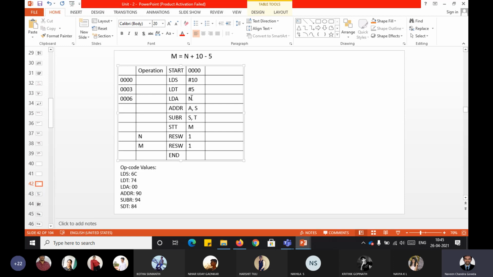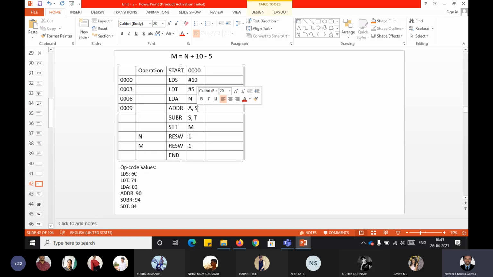Again, the next instruction is LDA N, which is a format 3 because it is not preceded with the plus, and it is not acting only on the register, so it is format 3 only. So the next address would be 0009.